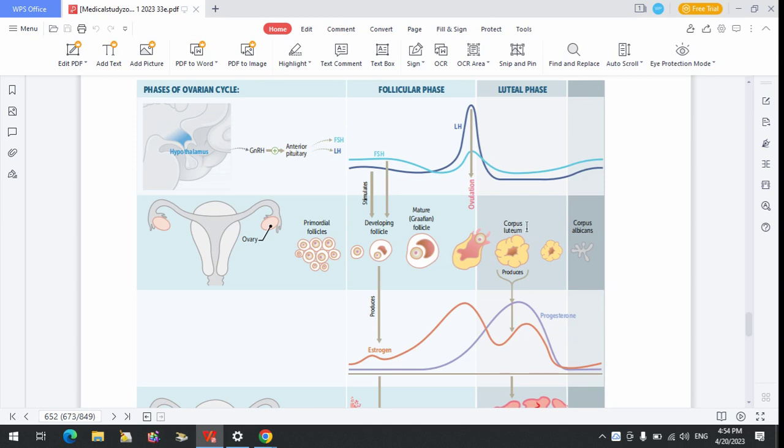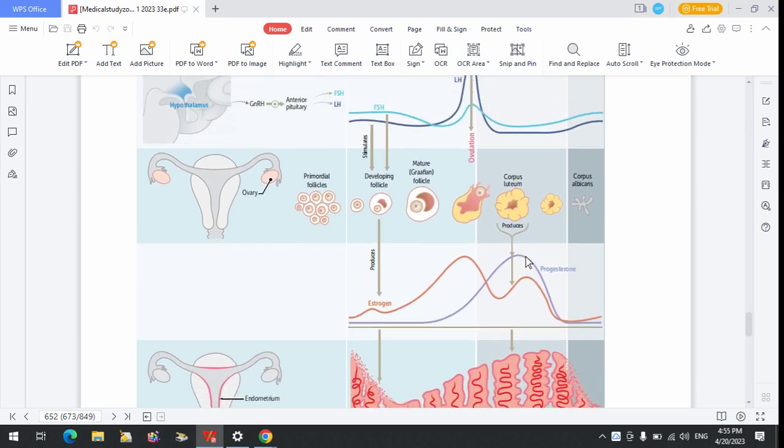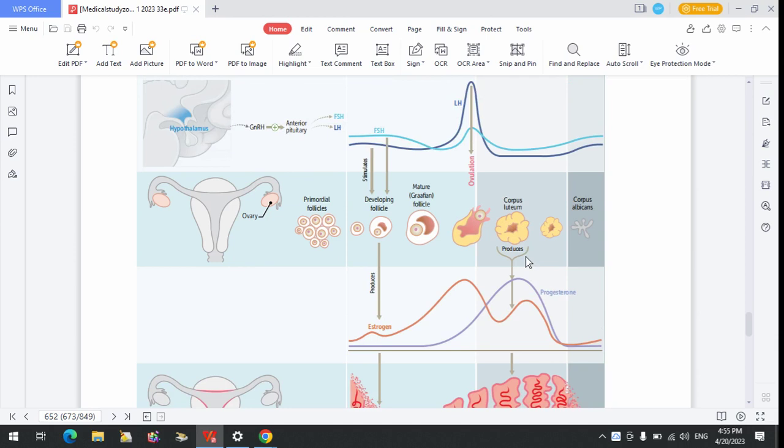So granulosa cells will continue to secrete estrogen, while our thecal cells are going to continue to secrete testosterone and progesterone. Now, immediately after you have this rupture, the level of progesterone is increased, because that is the major function of the corpus luteum. Although it secretes both estrogen and progesterone, the secretion of progesterone is more than estrogen.